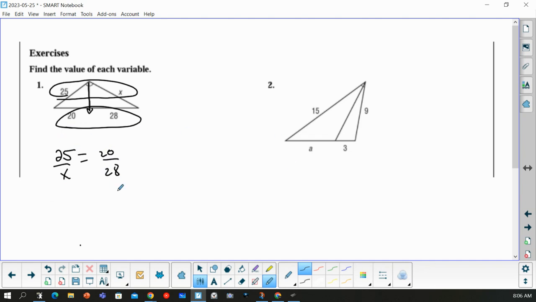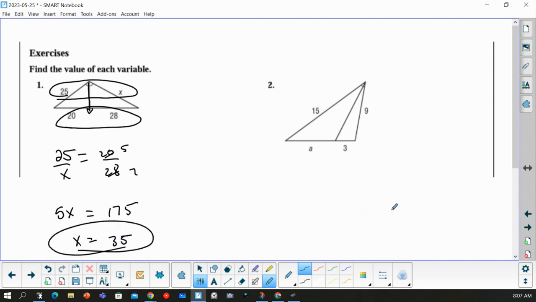Okay. Let's see. I know that 4 goes into both of these. 4 goes into this 5, 4 goes into this 7 times. If you're thinking 5 times 5 is 25, so this should be 35. But if you're not, 5 times x, 5x, 25 times 7 would be 175, I believe. Divide both sides by 5. 175 divided by 5 is 35. So we get the 35 either way you go.